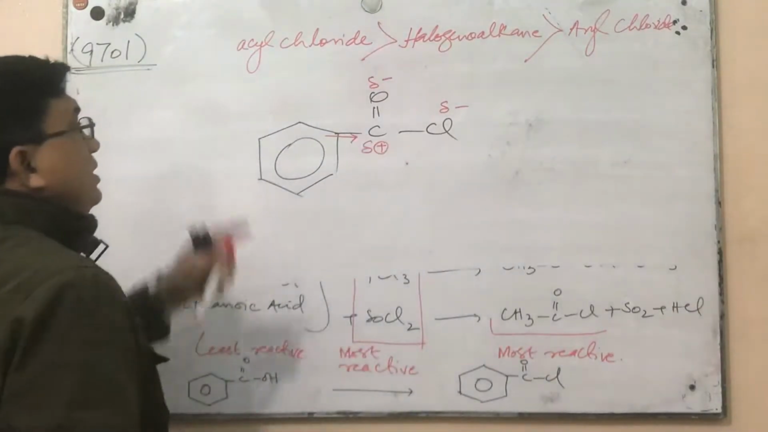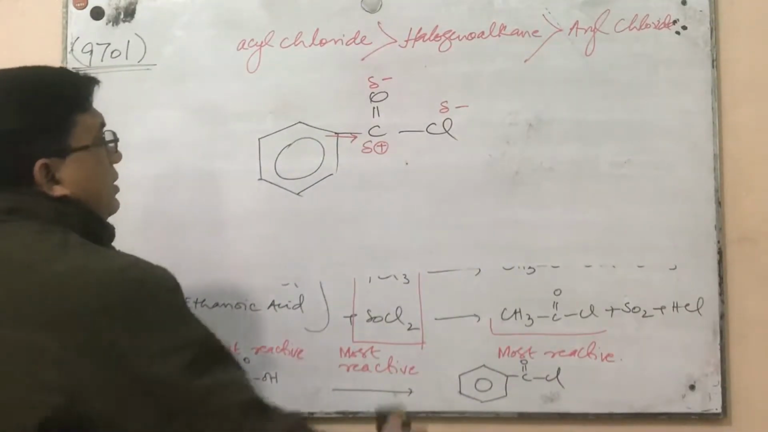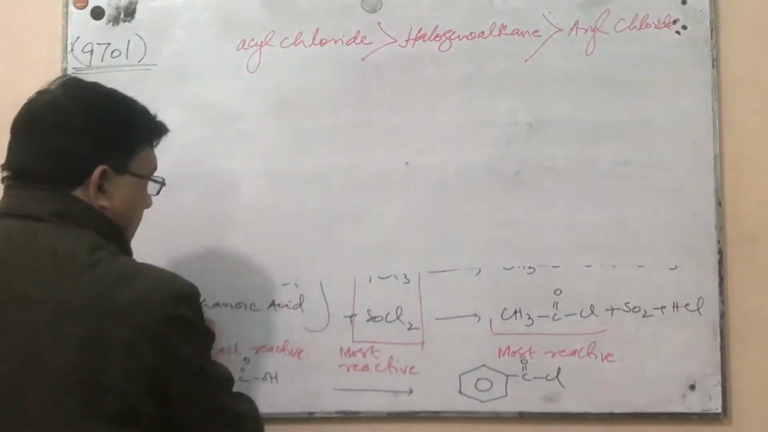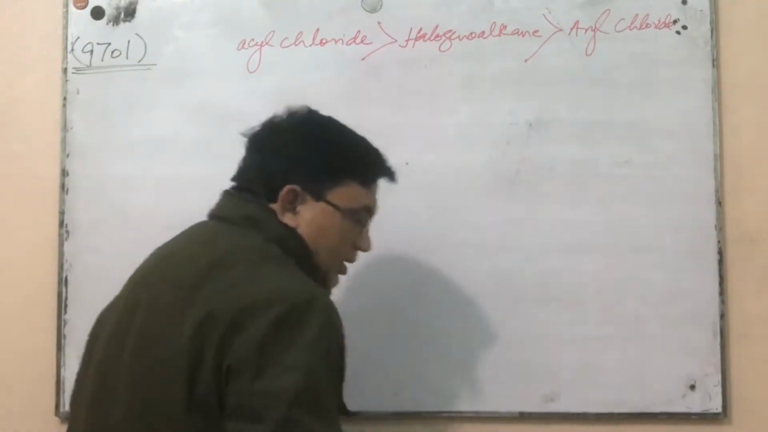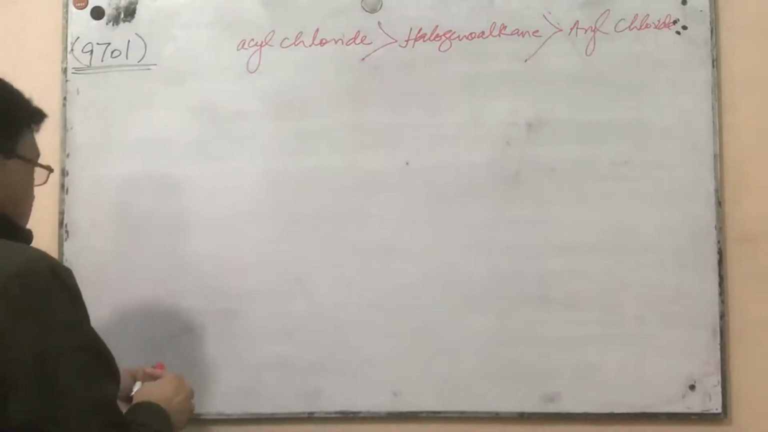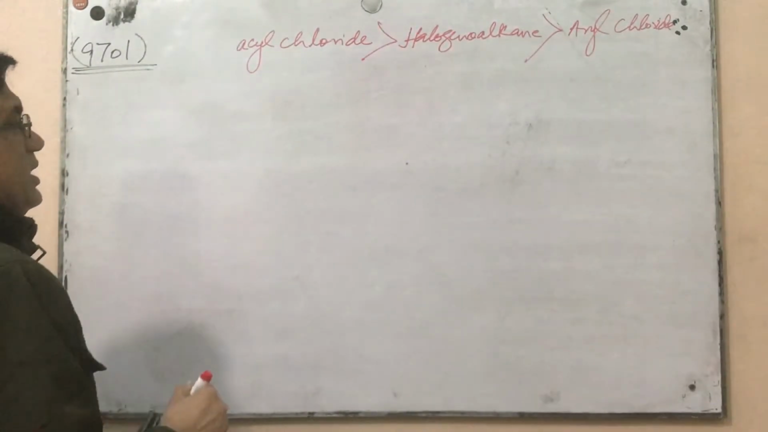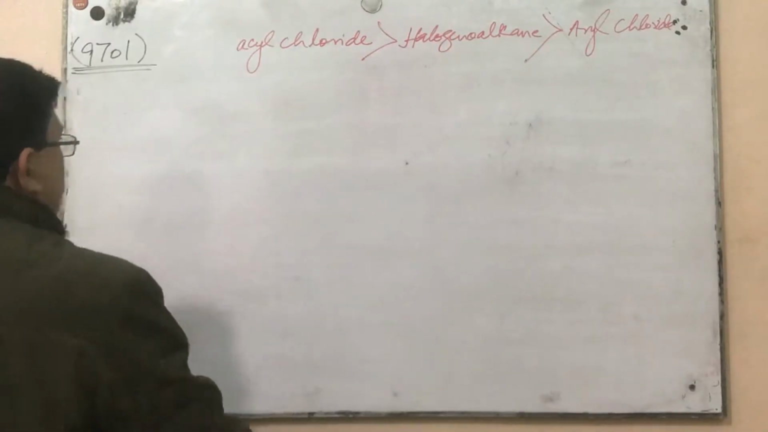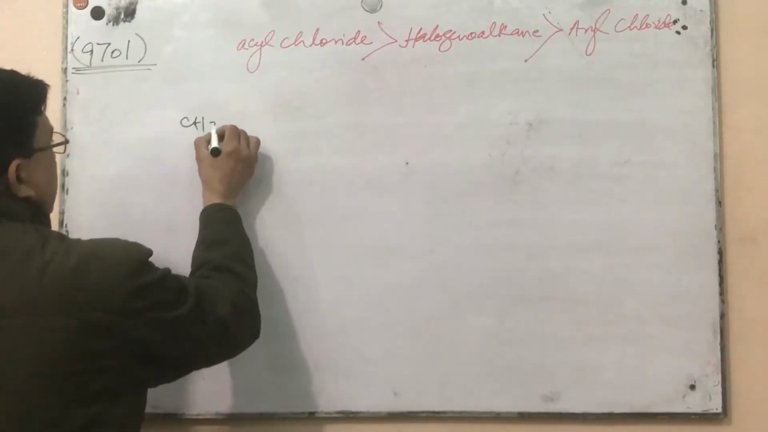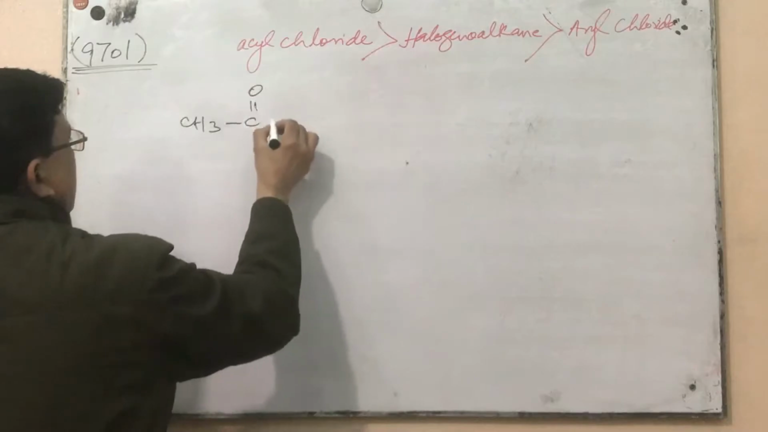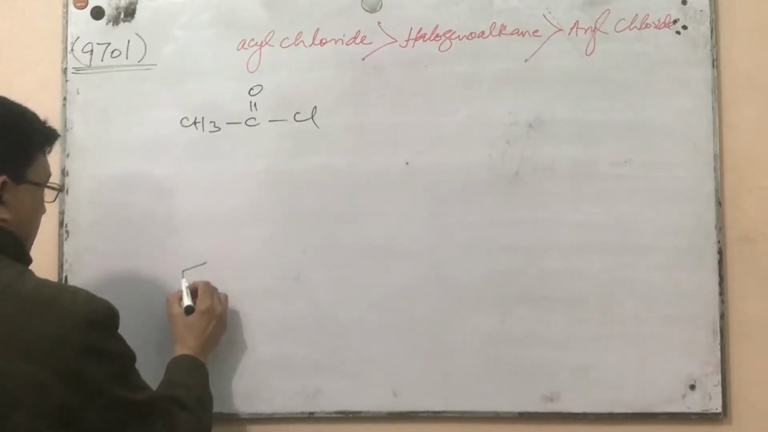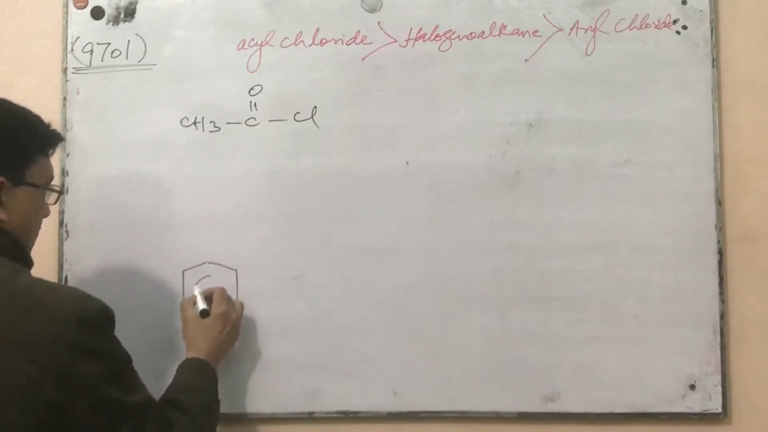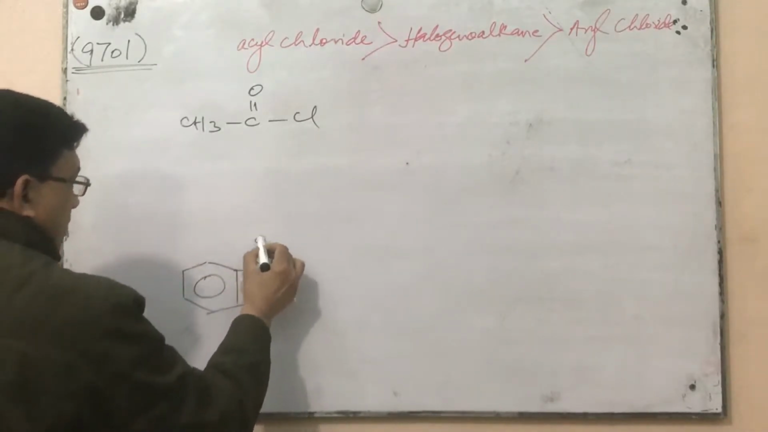Now, these ethanoyl chlorides can react quite easily. One of the tests is very important. If we take this ethanoyl chloride, and second, if we take this acyl chloride.